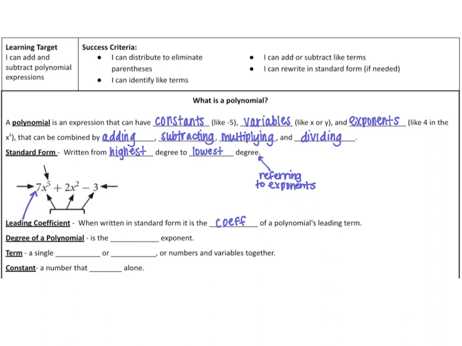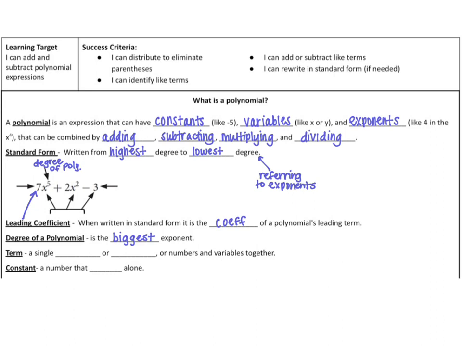Now, the degree of a polynomial. The degree of the polynomial is determined by the first term, or the degree of the first term. So it's the biggest exponent. Right, it's the biggest degree. So this right here is the degree. Okay? It tells us the degree of the entire polynomial. So I'm just going to write degree of poly.